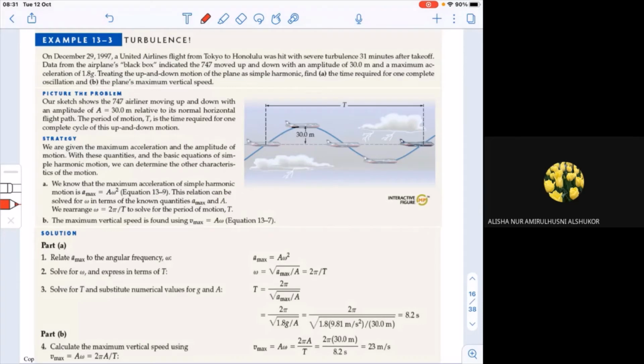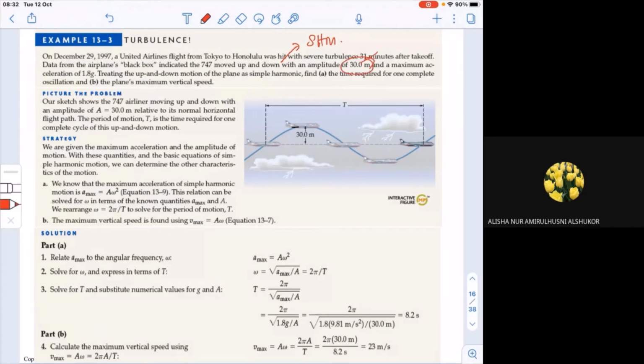On December 29, 1997, a United Airlines flight from Tokyo to Honolulu was hit with severe turbulence 31 minutes after takeoff. Data from the airplane's black box indicate the 747 moved up and down. The process of moving up and down with some speed will create some simple harmonic motion, which is why they want to calculate this, because it's repeating with an amplitude.